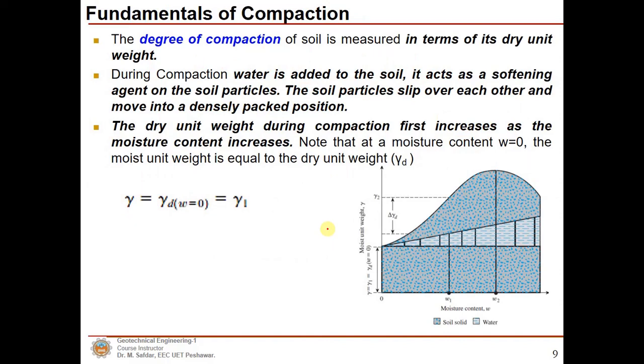Now, discussing the fundamentals of compaction. The degree of compaction of a soil is measured in terms of its dry unit weight. During compaction, water is added to the soil. It acts as a softening agent on the particles. The soil particles slip over each other and move into a densely packed position.